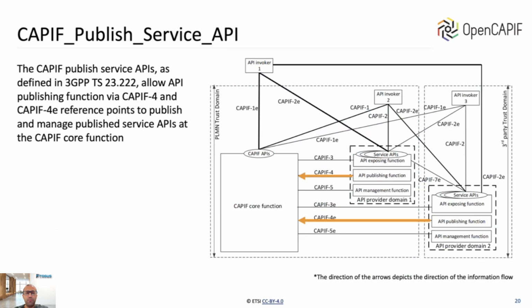So let's focus now on the CAPIF APIs that this new feature is about. The first is the Publish Service API, the CAPIF API that gives an API provider the ability to publish its APIs.